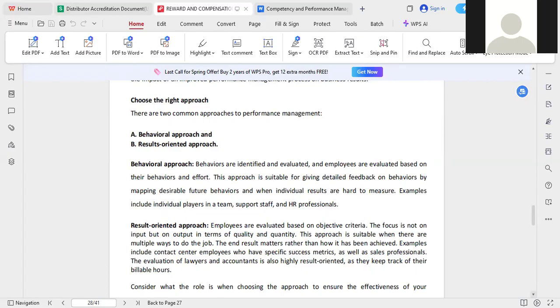Now, in the behavioral approach, employees are identified and evaluated based on behaviors and effort. This approach is suitable for giving detailed feedback on behaviors by mapping desirable future behaviors and when the results can be gotten. Examples include individual players in a team, staff support, and HR professionals.